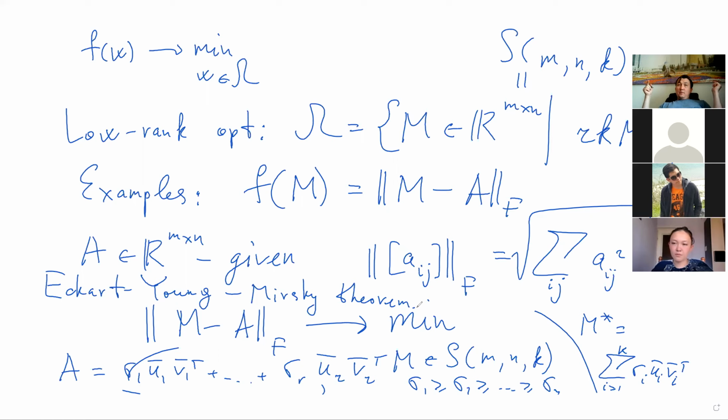Actually, the Eckart-Young-Mirsky theorem tells us even more. You can use here not necessarily the Frobenius norm, but any so-called unitarily invariant norm on the set of matrices, but we are not going to do that. So you see that low rank optimization first appeared as a problem of approximating some matrix using another matrix whose rank is bounded.